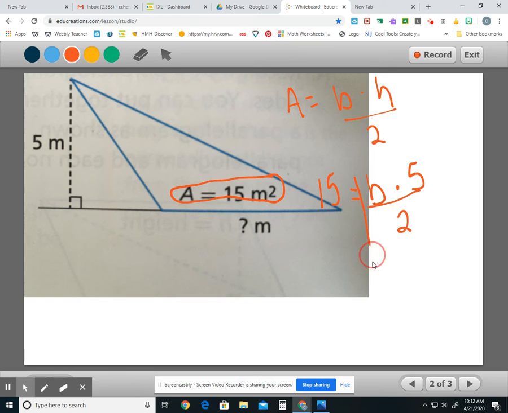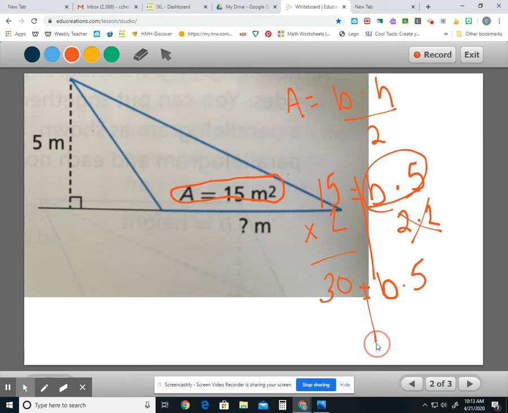Well, I'm going to draw my line down just like we did when we solved equations. Instead of dividing by 2, I'm going to multiply this side by 2. That cancels it out. If I multiply this side by 2, I have to be fair and multiply this side by 2. So 15 times 2 is 30. 30 is then equal to, and I have the top of this equation to rewrite, base times 5.